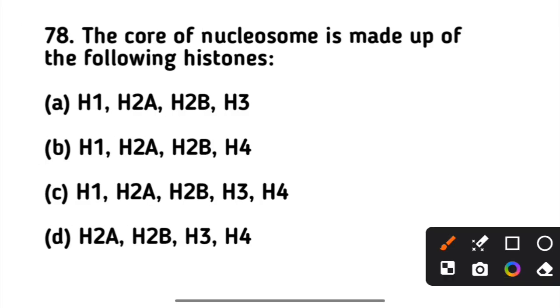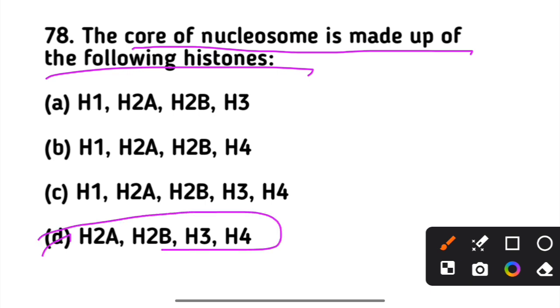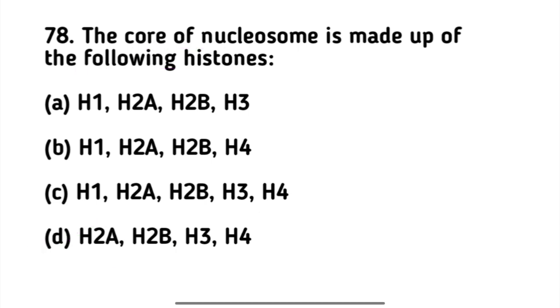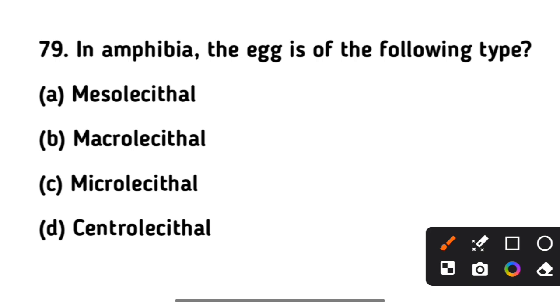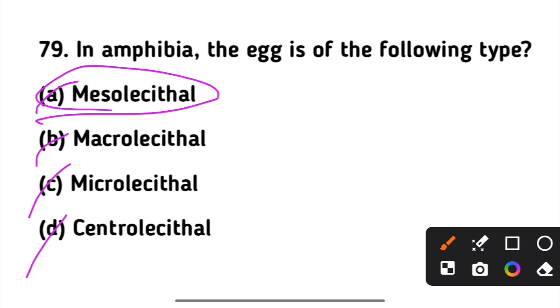Next, the core of nucleosome is made up of the following histones. Option D is correct, H2A, H2B, H3, H4. Next, in amphibia, the egg is of the following type: mesolecithal, macrolecithal, microlecithal, centrolecithal. Option A is correct. In amphibia, the egg is of the mesolecithal type.